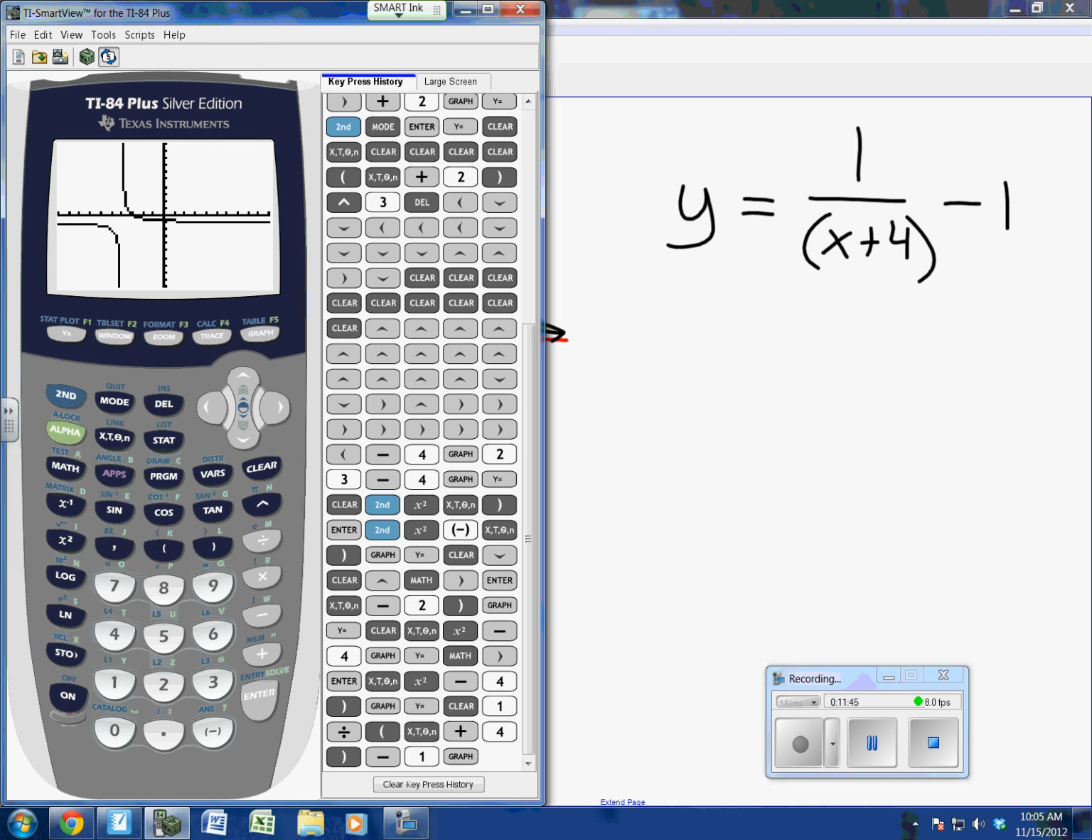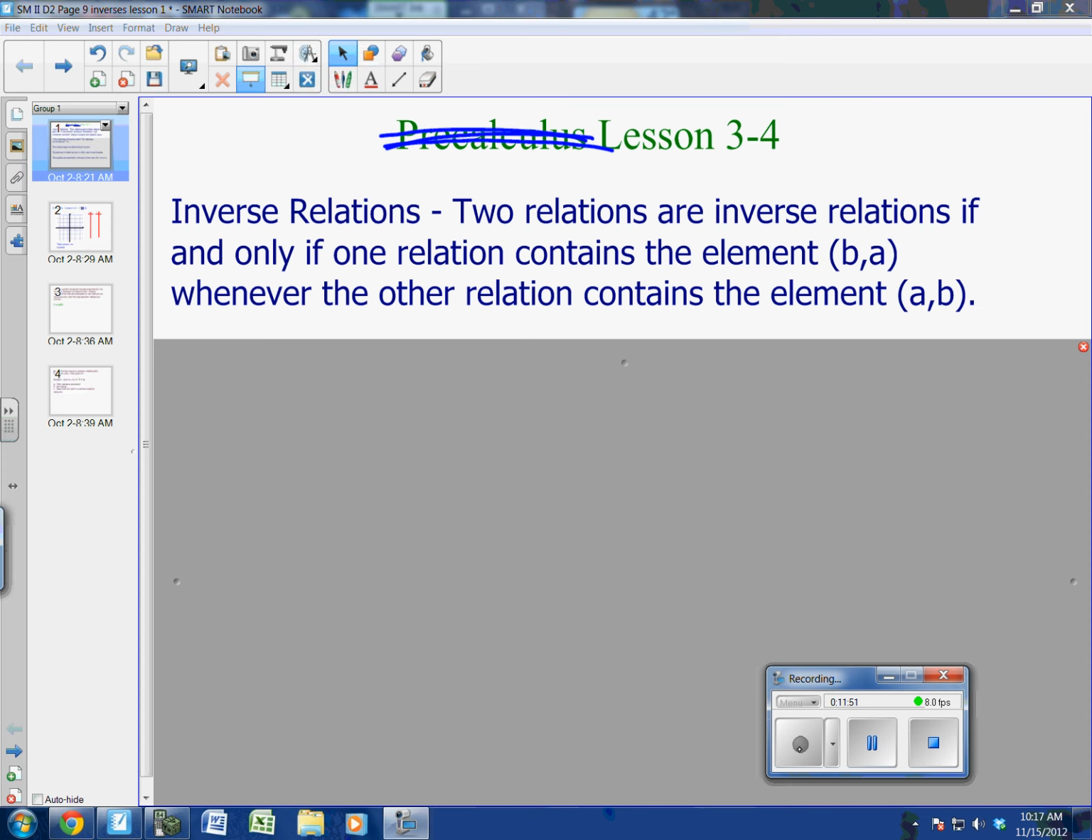Okay, now we're going to correct it. So, okay, the objective, first of all, you guys, is over here on the whiteboard. Determine whether or not a function has an inverse. That's one of the first things we're going to learn. We're going to first learn what an inverse is, and then we're going to be able to tell whether a function has an inverse or not. And then we're going to be able to find the inverse if it exists.